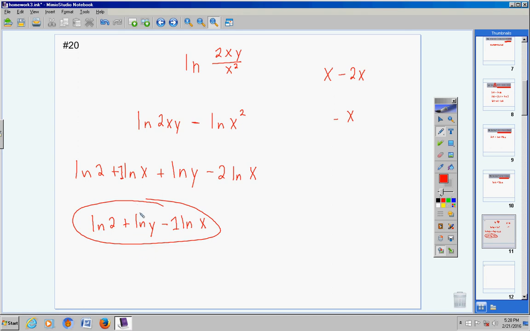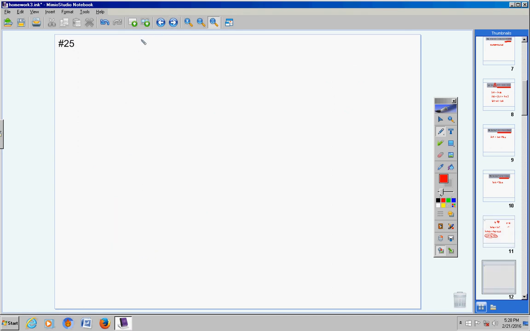Alright, let's move on to the next 4. Now these are going to be condensing. So that's the next 3. So 25 through 27 are condensing. We're going to condense these logarithms. So give me a second while I copy this one down. This was also a late addition. I decided that we really needed to practice these a little bit more.